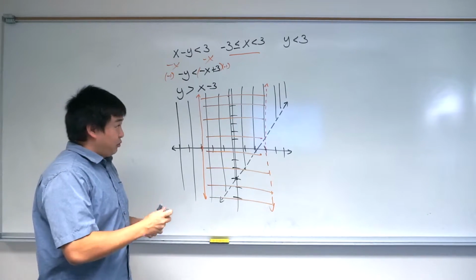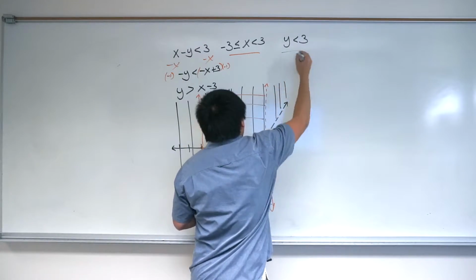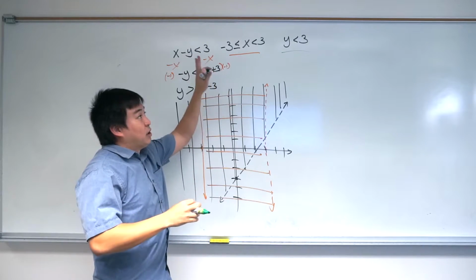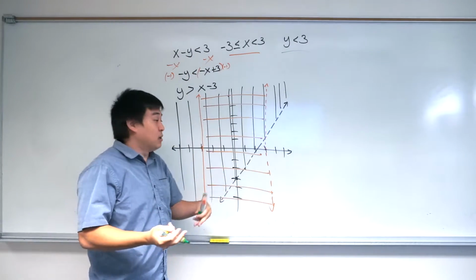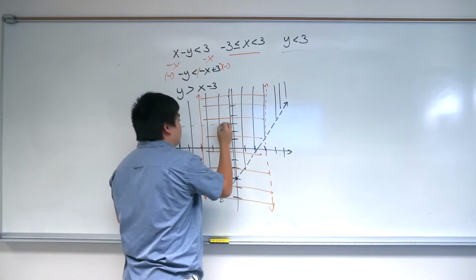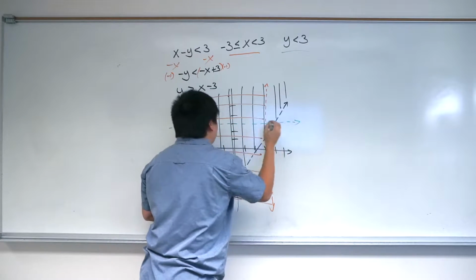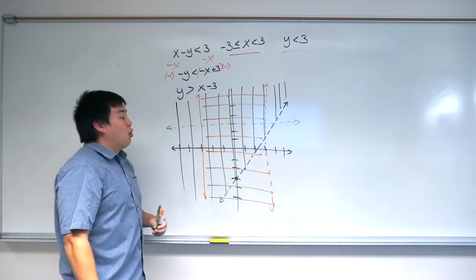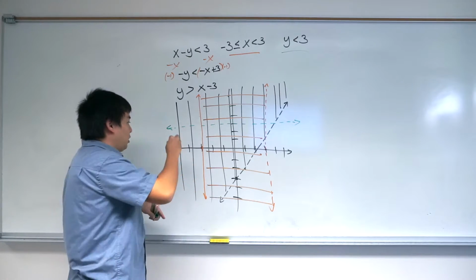And then lastly, green, y is less than 3. So again, these are heights that are below 3. So the height of 3 is right there. And all the parts which are below it are going to be underneath.